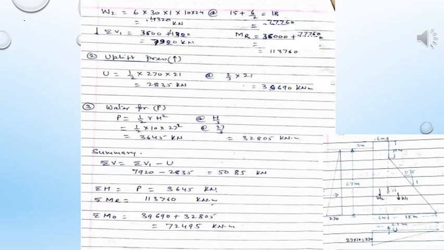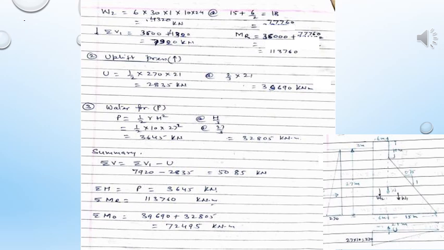Okay, now comes the uplift pressure. So, in the diagram here is shown the uplift pressure intensity, this is the 27 meter height of water. So, this is 27 into 10, that will come to 270. So, the area of this triangle comes out 1/2 into 270 into 21, and it is acting at 2/3 of the 21. So, this comes out the moment.